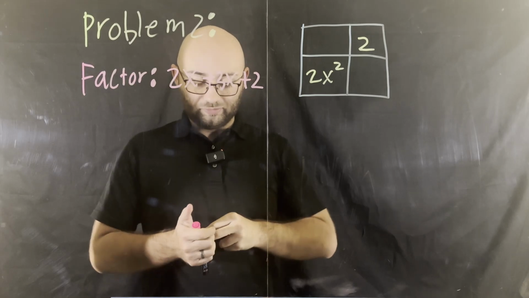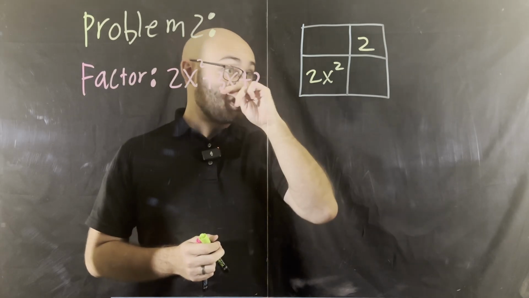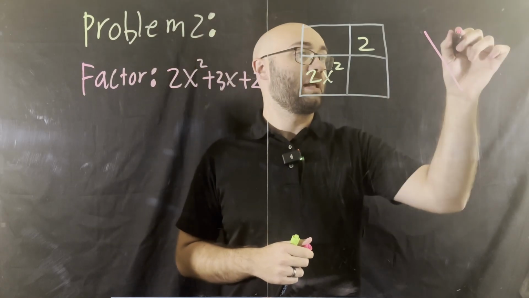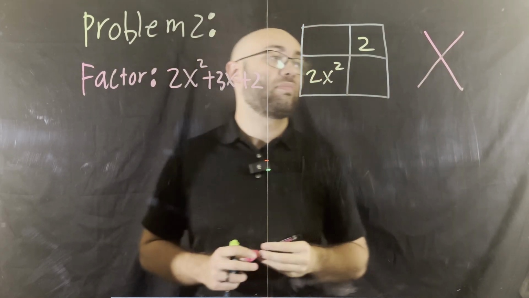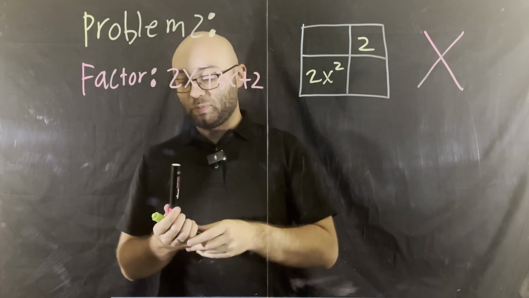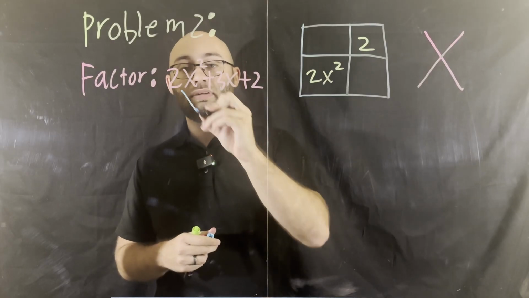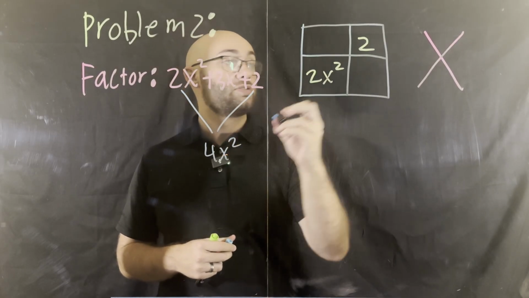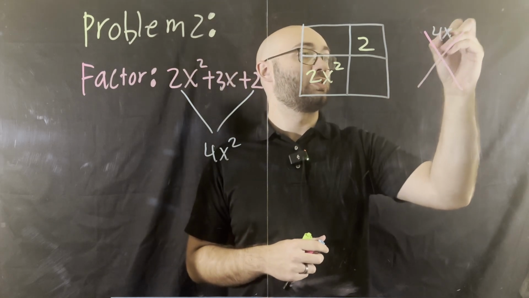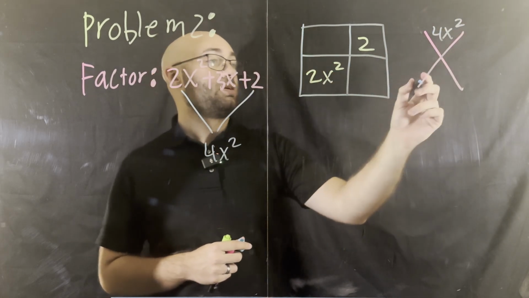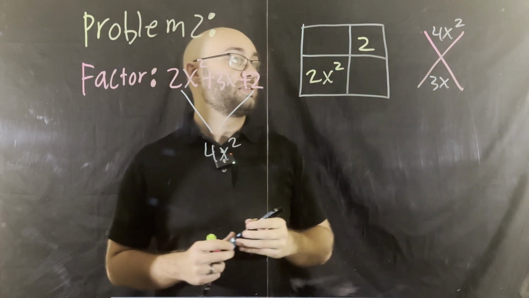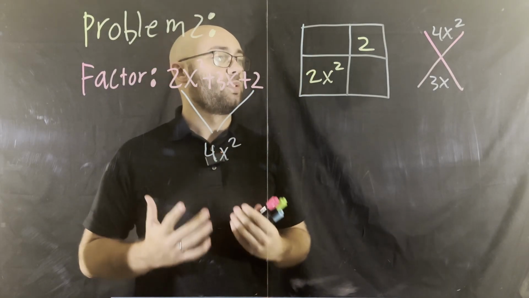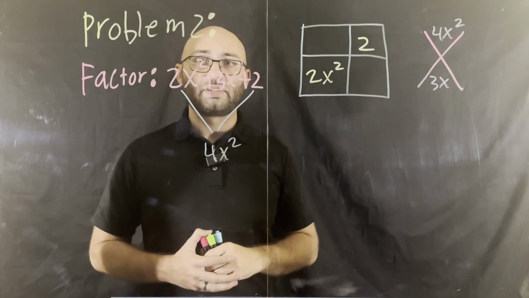And then we're going to set up our diamond problem over here. So let's do that. All right. Diamond problem, multiply the first by the last, and we get 4x squared. So let's come over here and write that, 4x squared. And then we take the middle term and we just write it how it is, 3x. Okay, so I need two numbers that multiply to 4x squared but add to 3x.